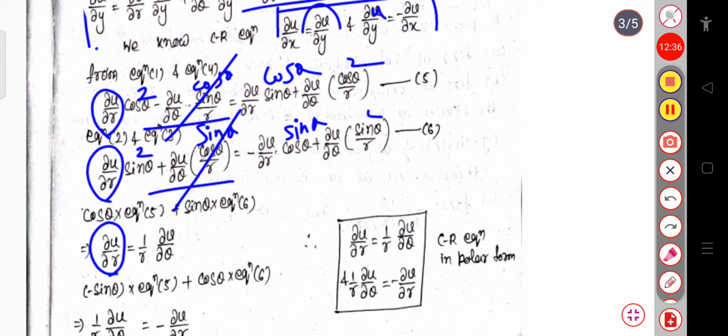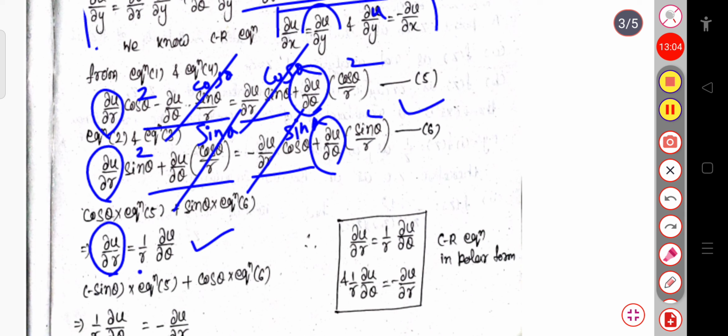In the right hand side you can see that this is minus ∂v/∂r sinθ cosθ in equation 5, and in equation 6 this is the negative of ∂v/∂r sinθ cosθ. So this term also gets cancelled, and the remaining term, taking ∂v/∂θ and 1 by r common, will be cos²θ + sin²θ, that will be 1. So this will be 1 by r into ∂v/∂θ. This is our first relation.